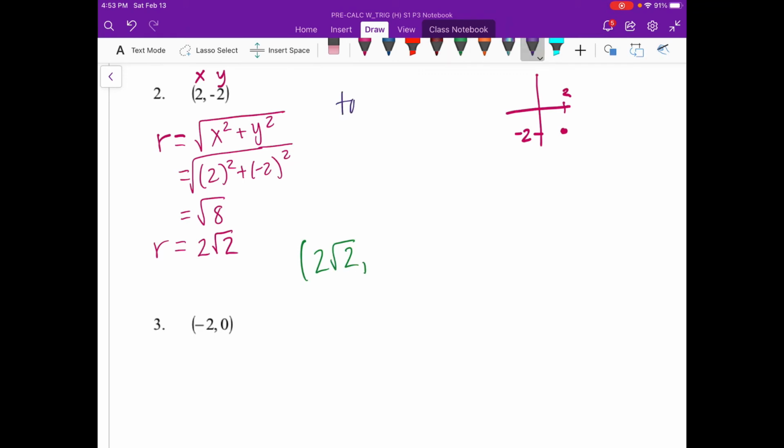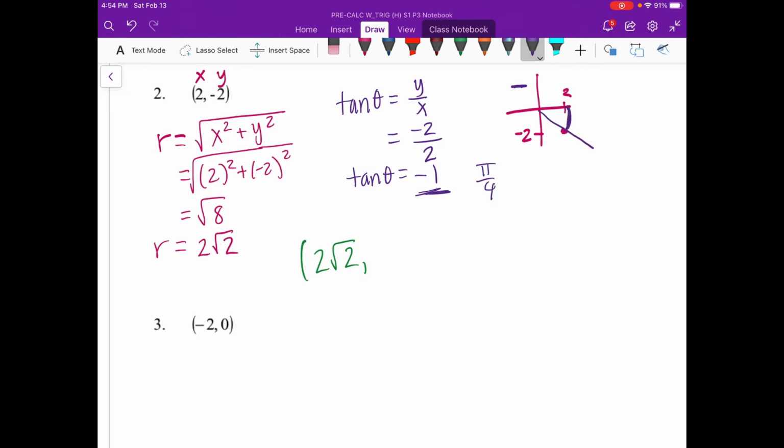To find my theta, I'm going to use tangent, y over x. In this case, my y is -2. My x is positive 2. So I'm looking for where in the unit circle tangent would be -1. Thinking about how tangent is negative in either quadrant 2 or quadrant 4, and it helps to graph, so I know I need to be in quadrant 4. Thinking about my values of tangent, where tangent is going to be 1 or -1, that's going to be a pi over 4 reference.